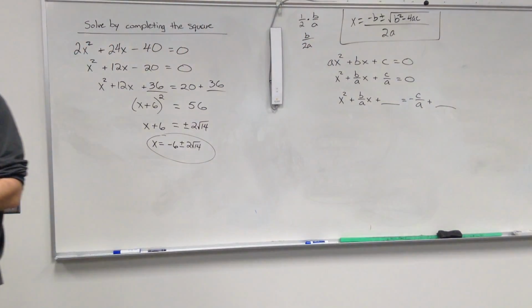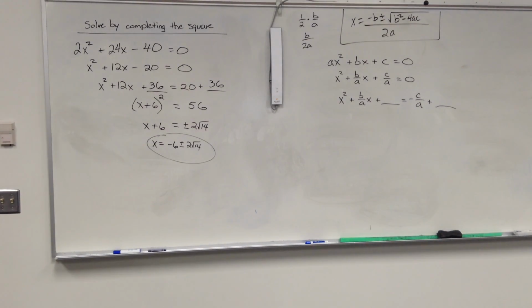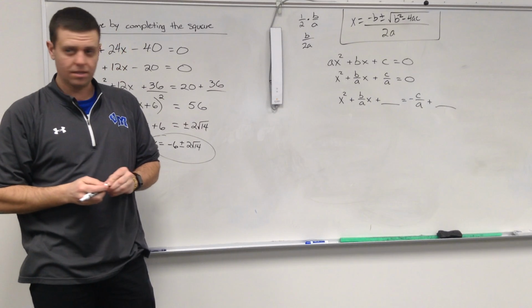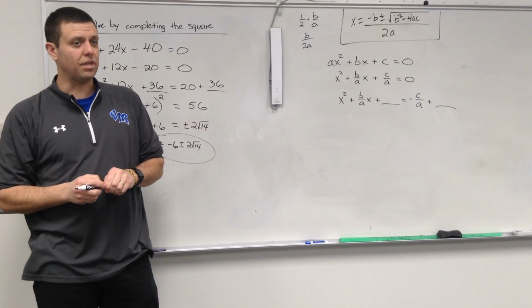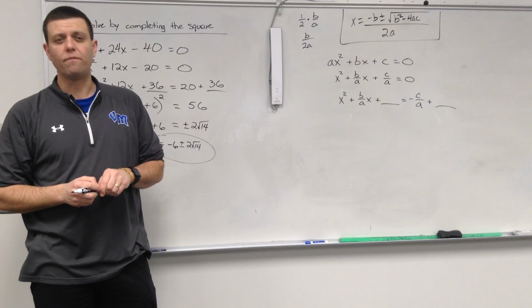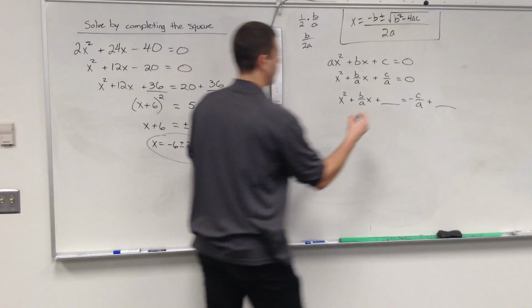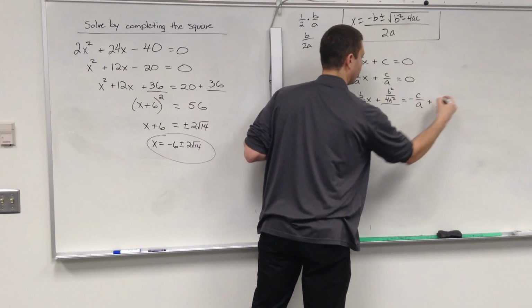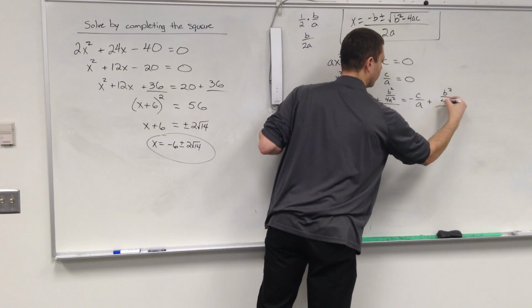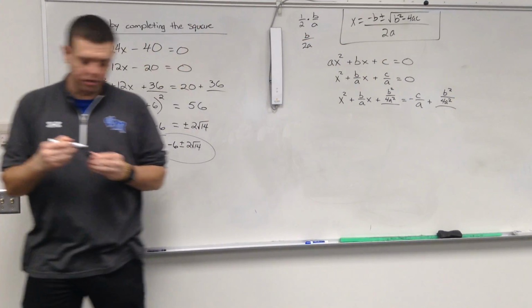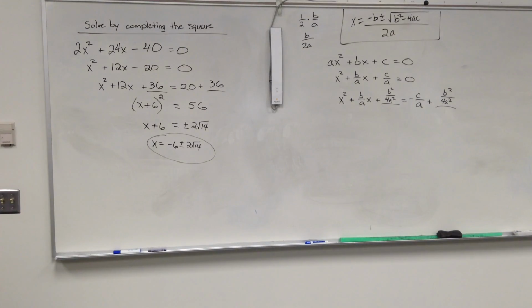And when you square a fraction, you just square the top and you square the bottom. So if I square b over 2a, what do I get? B squared over, careful, 4a squared. B squared over 4a squared. B times b is b squared, 2a times 2a is 4a squared.